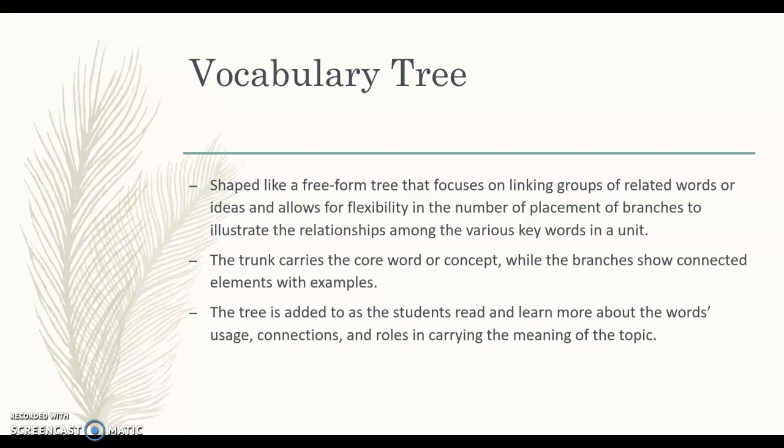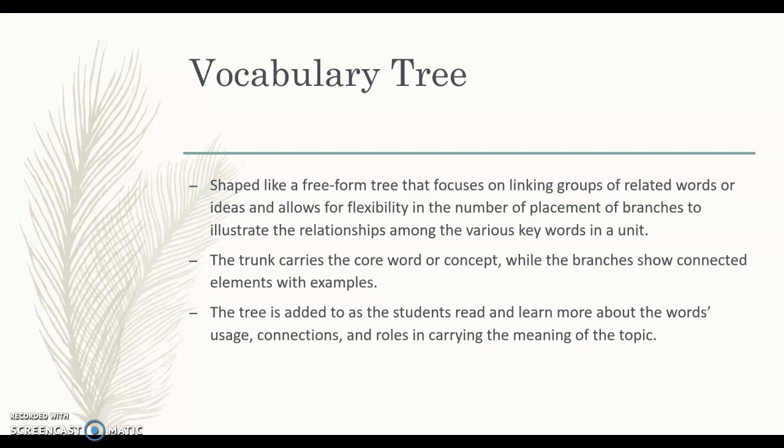It's shaped like a free-form tree that focuses on linking groups of related words or ideas and allows for flexibility in the number and placement of branches to illustrate the relationships among the various key words in a unit. So we'll take the key words of a certain unit and bring in different vocab words that are a part of that bigger vocab word.